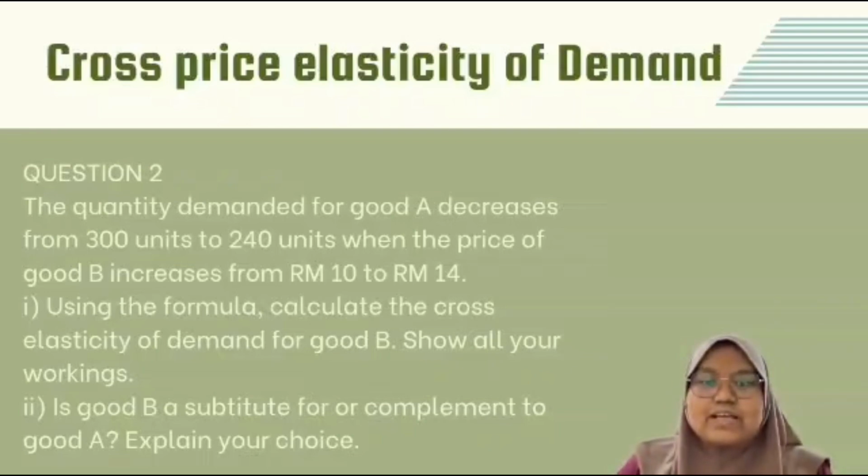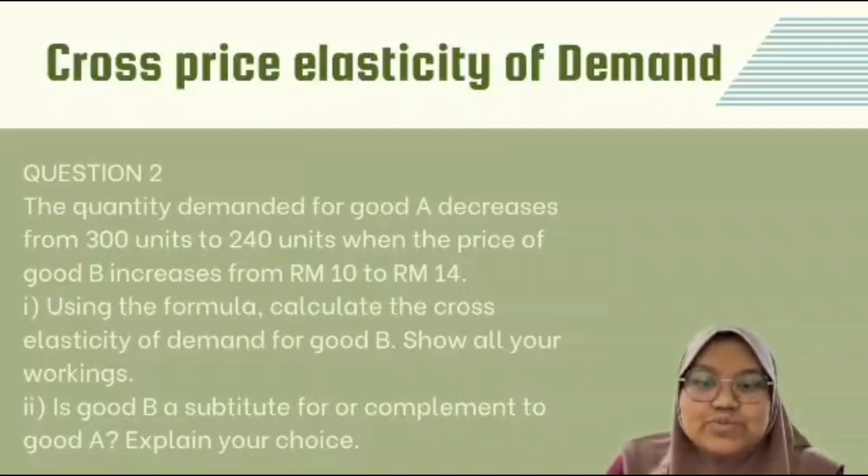ID 250200297. So in this video, I'm going to talk about cross price elasticity of demand. I got question 2. So what is question 2? Question 2 is the quantity demanded for good A decreases from 300 units to 240 units when the price of good B increases from RM10 to RM14.